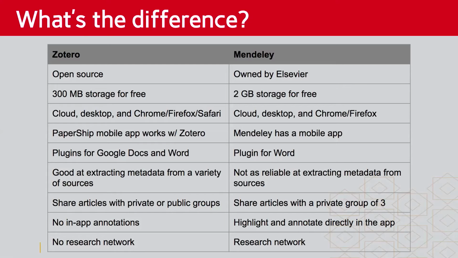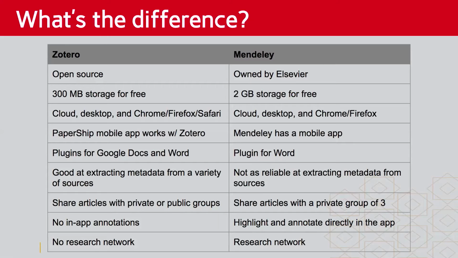The other nice thing about Zotero over Mendeley is that you can share articles with an unlimited number of private or public groups. So if you drag a bunch of PDFs in there and you have a research team spread around the world and there's 5 of you all working on a research project, all of them can access those PDFs. With Mendeley, if you just have the free account, you can only share articles with one private group of up to 3 people. So you can share the reference list of your sources, but you can't actually share the full PDFs with them.